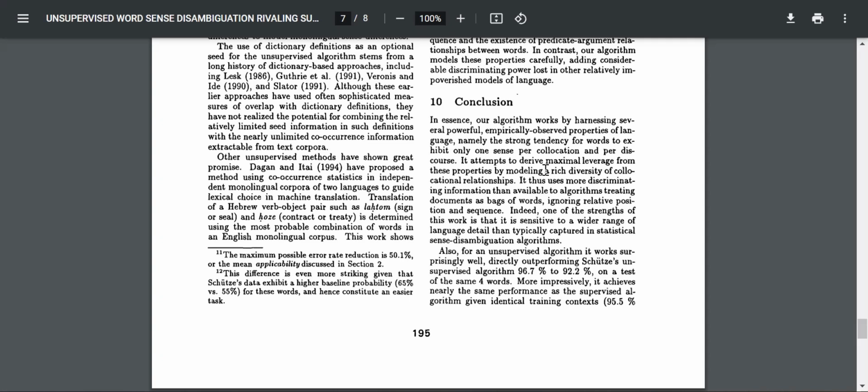In essence, our algorithm works by harnessing several powerful empirically observed properties of language, namely the strong tendency of words to exhibit only one sense per collocation and per discourse. It attempts to derive maximal leverage from these properties by modeling a rich diversity of collocational relationships. It thus uses more discriminating information than is available to algorithms treating documents as a bag of words, ignoring relative positions and sequence. Indeed, one of the strengths of the work is that it is sensitive to a wider range of language detail than typically captured in statistical sense disambiguation algorithms, which we saw earlier.